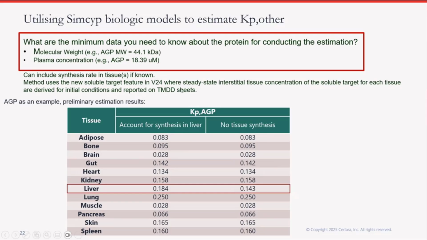The method uses the new soluble target feature in V24, where the steady-state interstitial tissue concentration of the soluble target for each tissue are derived for initial conditions, and they're reported on the TMDD sheets. Essentially, you can run a simulation where you use your information to define a soluble target, then use that to calculate the tissue to plasma protein ratio, and then input that in the tissue composition screen. We've done that for AGP. Here are the examples of what we get when we account for synthesis in the liver and no tissue synthesis. You see the only difference is the liver ratio there.